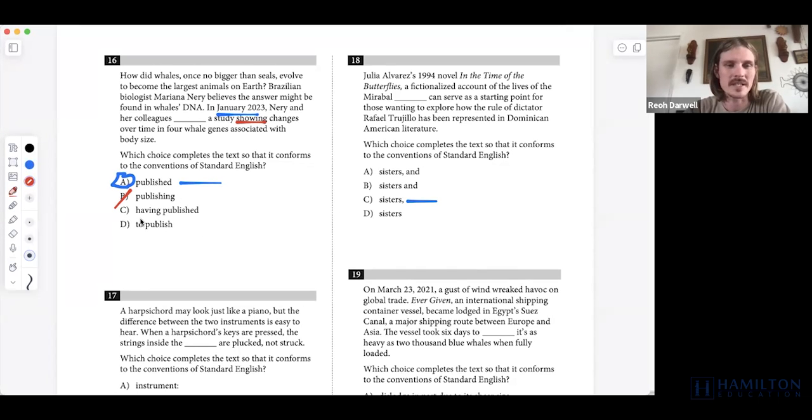But it doesn't make sense. Having published would lend itself to something coming next, which we don't have. And to publish is the infinitive form. We need to conjugate it into the past. Therefore, we need to go with A.